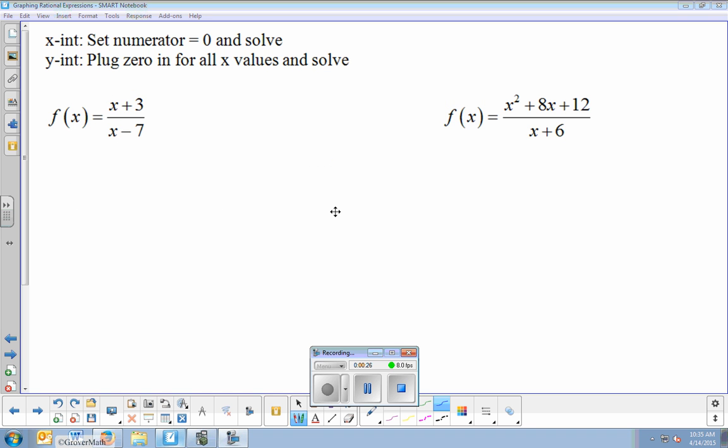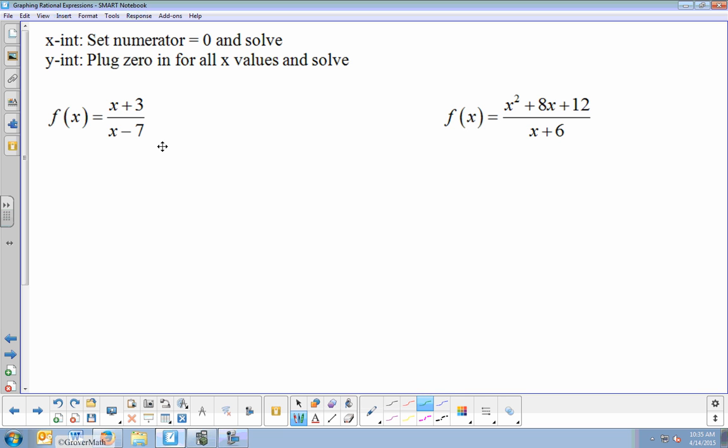So to find the x-intercept, you set the numerator equal to 0 and solve. To find the y-intercept, you plug 0 in for all x values and solve. All right, so two separate procedures here to find x and y-intercepts. Now, first of all, we write these as coordinates. The x-intercepts are going to be 0, comma, some number.